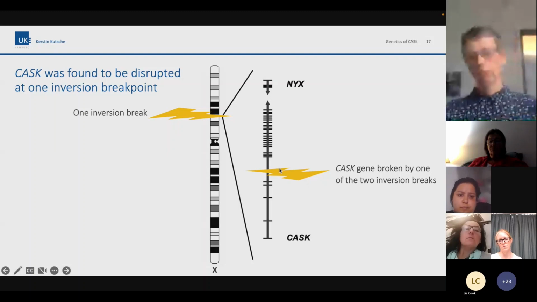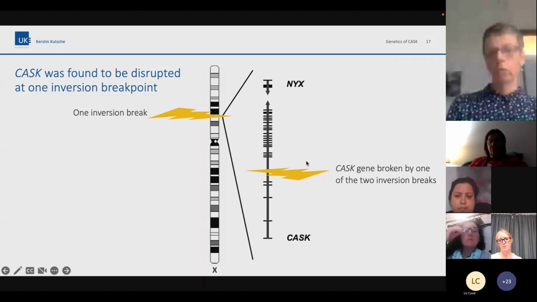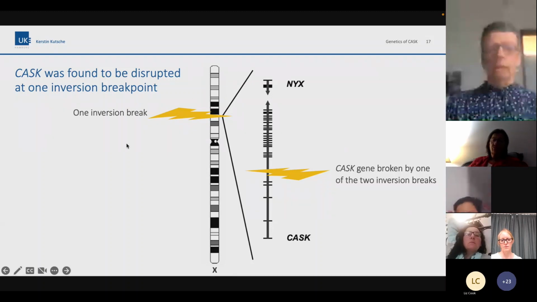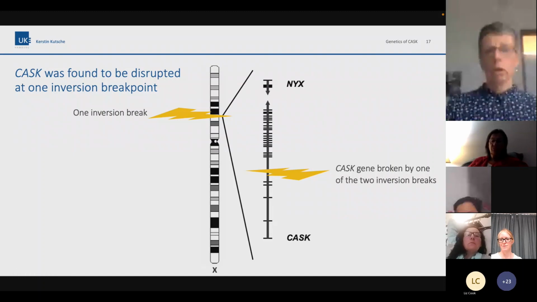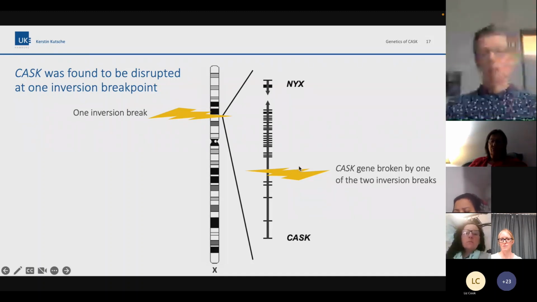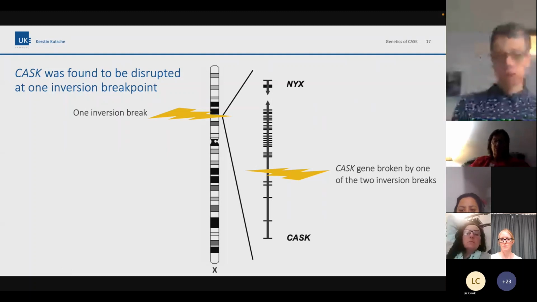broken by one of these inversion breaks in one of her chromosomes. And so this CASK gene got disrupted in 2 pieces. So one piece of the CASK gene was sitting here, and the second part of the CASK gene was sitting here because of the inverted part on the X chromosome. So this was our first patient where we could show that the CASK gene integrity was disturbed. And so we had the idea that this mutation caused her phenotype.